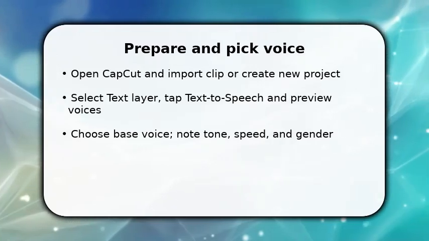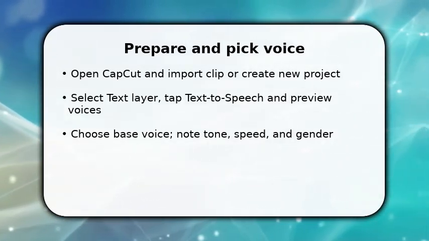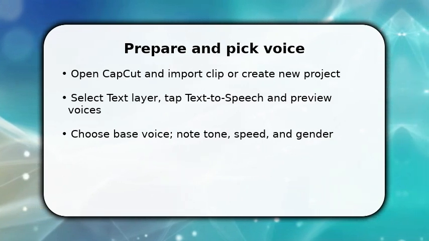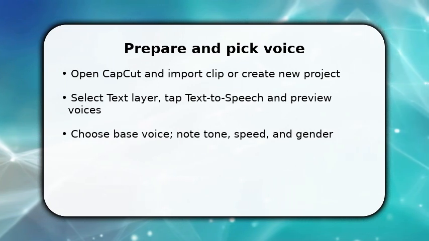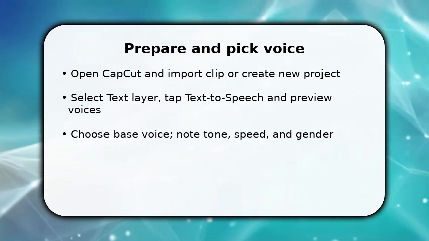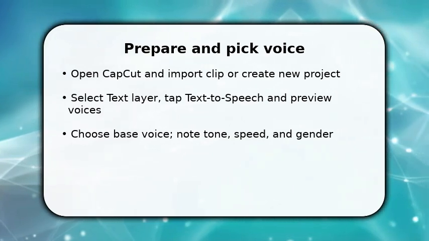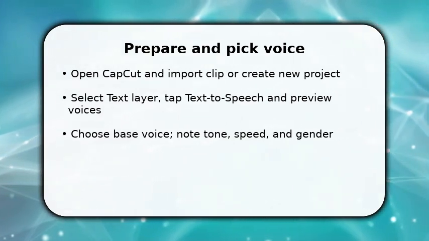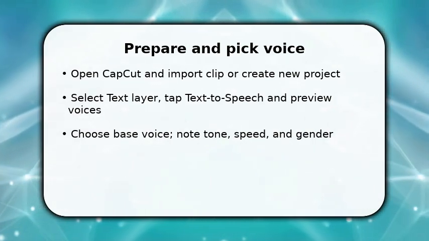You start by choosing a base voice and setting the scene. Open Capcut, load your clip, and add a text layer. Once done, tap text-to-speech and play a few presets to hear their character. Make sure to pick a voice that matches the mood you want, a warmer voice for narration, sharper for commands. This first choice defines your adjustments, so don't skip auditioning multiple options before moving on to custom tuning.